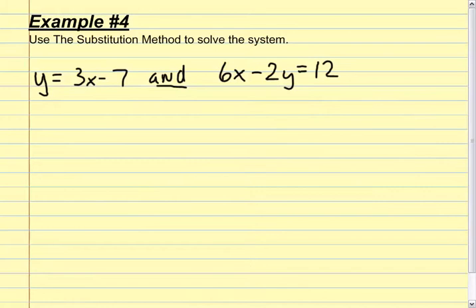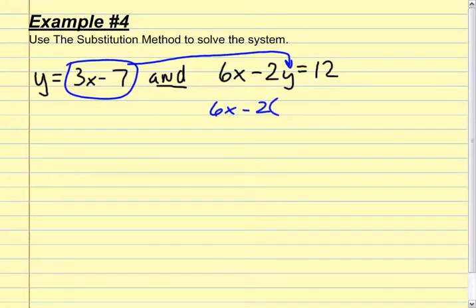Example number 4, use the substitution method to solve the system. Who have I not talked to? Lake, what do I do? Well, you already have one equation written, so you can plug it right into the next one. As Lake says, I've got y by itself already, and I can plug it right into this second one. So what does that give us, Lake? 6x minus 2 times (3x minus 7) equals 12. Nice.